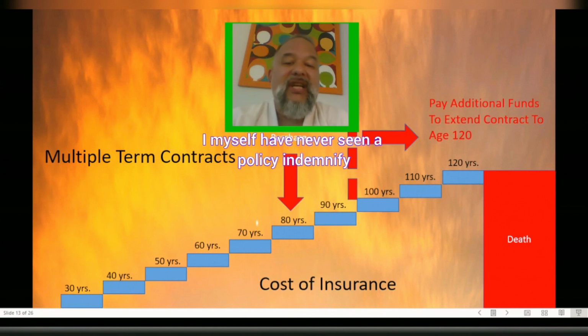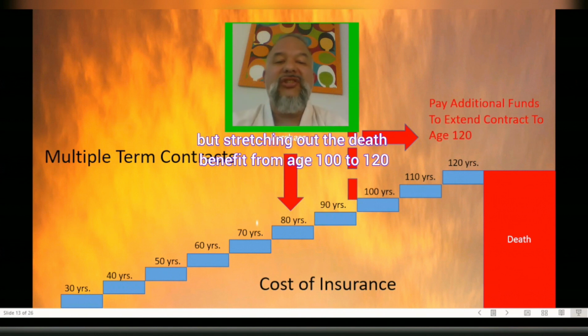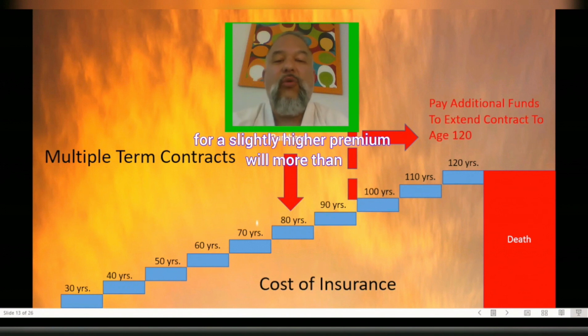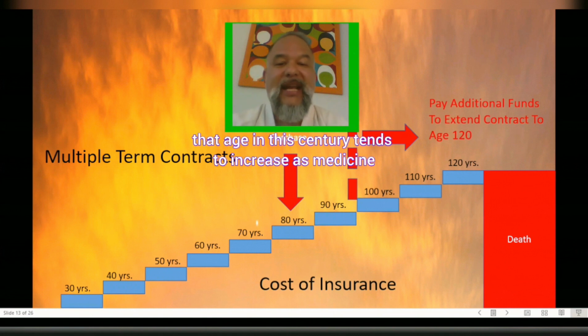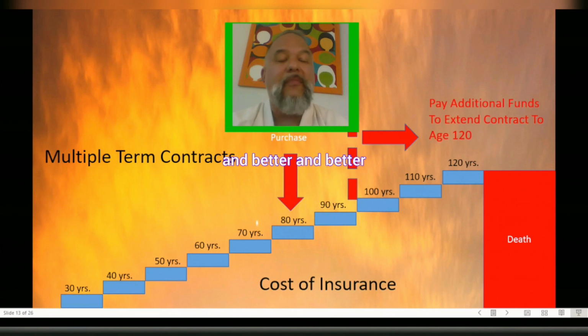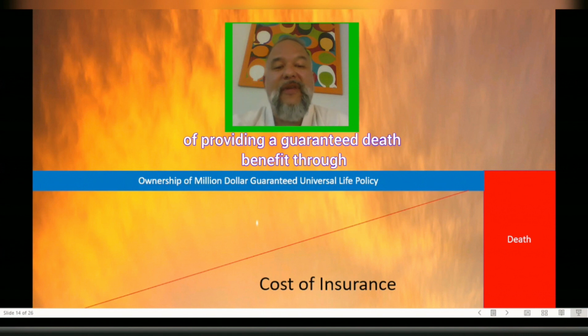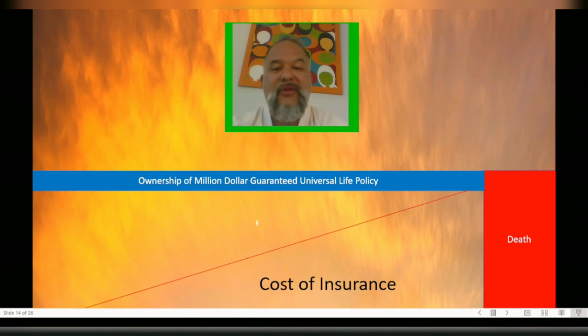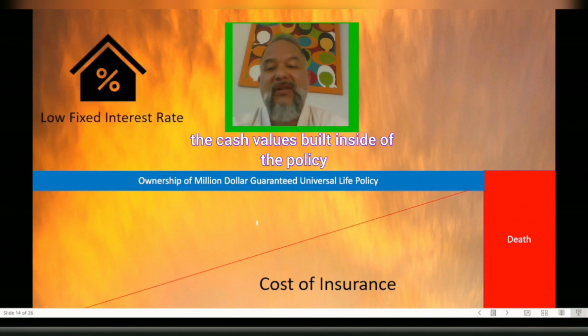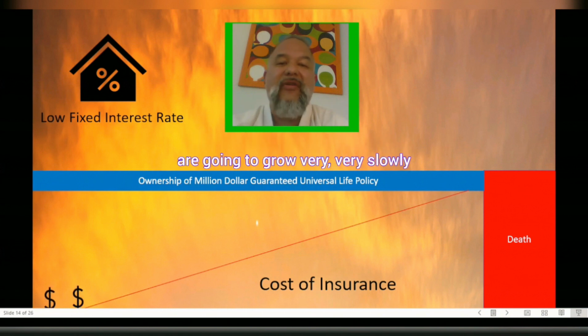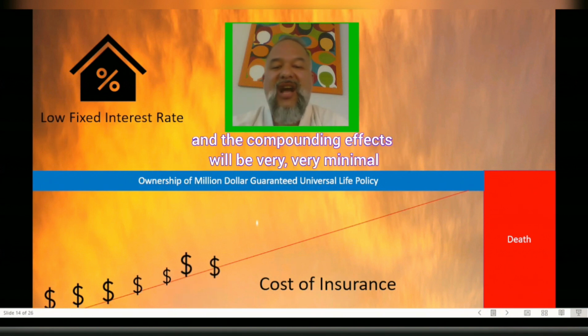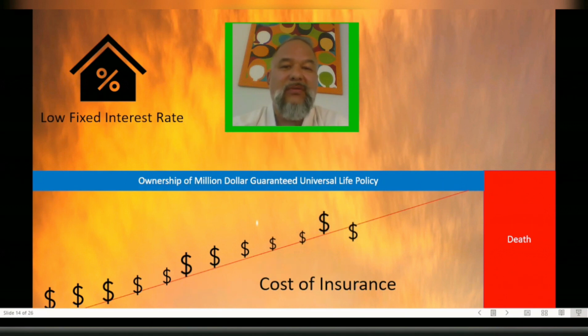I myself have never seen a policy indemnify if you outlive it, but stretching out the death benefit from age 100 to 120 for a slightly higher premium will more than likely ensure the guaranteed death benefit, as the probability for people living past that age in this century tends to increase as medicine and technology continue to get better and better. Since the insurer is now taking on the risk of providing a guaranteed death benefit through a fixed low interest rate and cash values, the cash values built inside of the policy are going to grow very, very slowly, and the compounding effects will be very, very minimal.